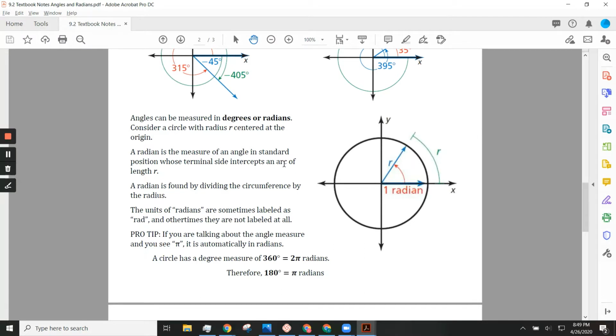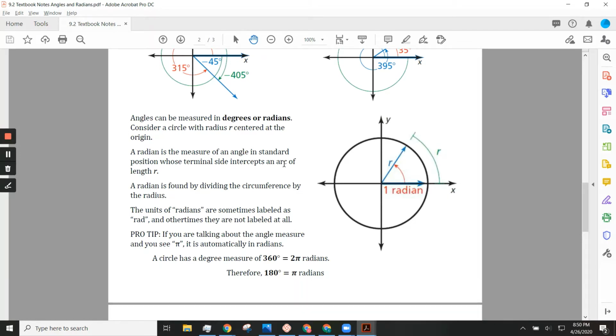I want to talk about other ways to measure angles. Up until now, we've only talked about degrees. You might remember from geometry that we have something else called radians. So think about a circle with a radius r that's going to be centered at the origin. So just a normal circle centered at the origin, radius is some value r.